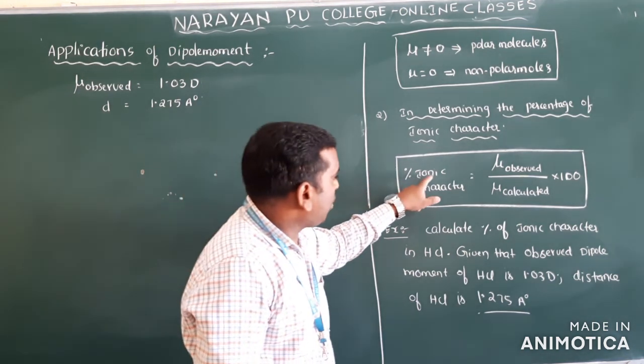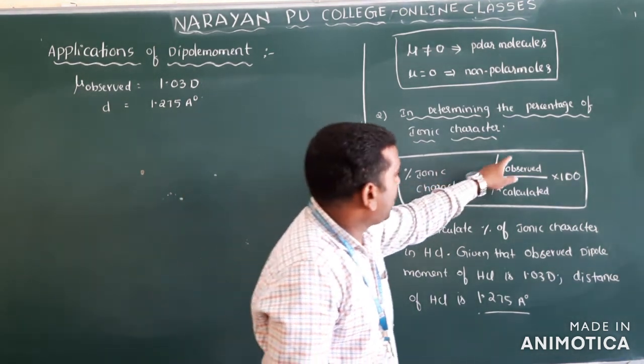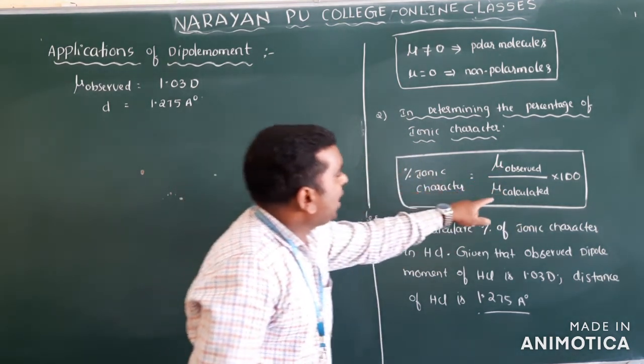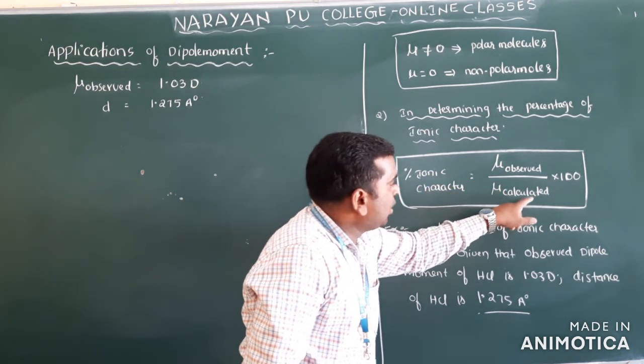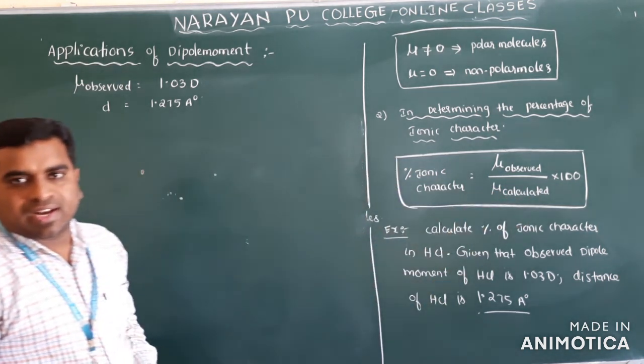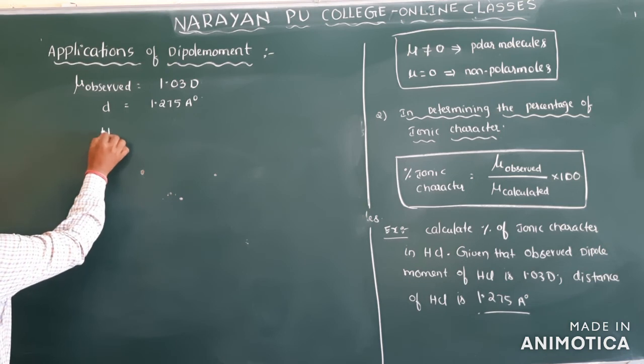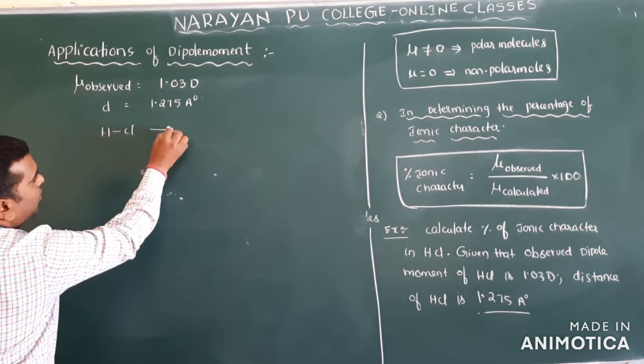Now we have the formula. Percentage of ionic character is equal to mu observed by mu calculated, times 100. We know mu observed, but we have to calculate mu. So how to calculate mu? Because they have given HCl.